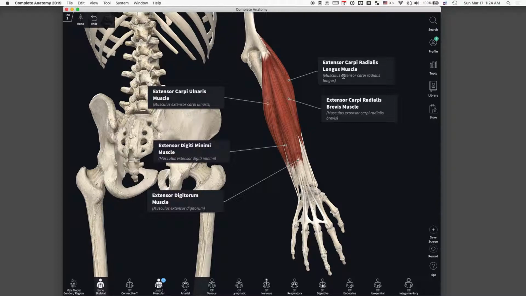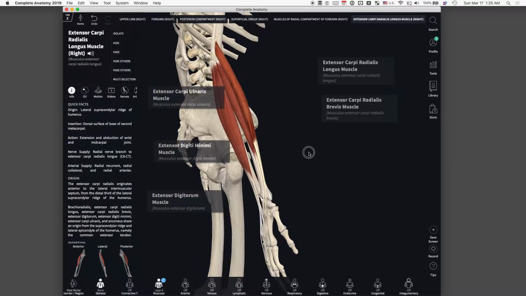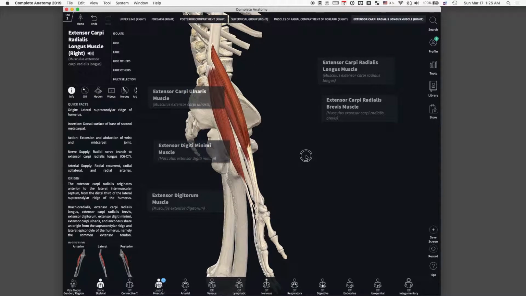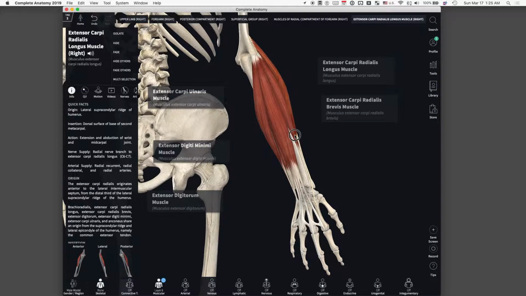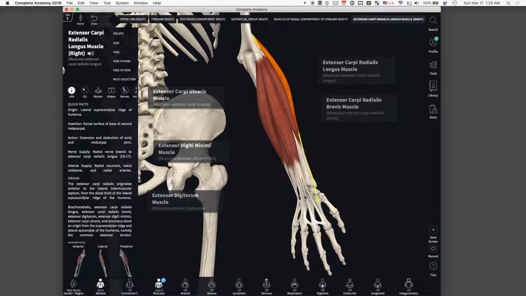This muscle is involved in the extension of the wrist as well as abduction of the wrist. As you can see, it's on the more lateral aspect of your posterior forearm. Extensor carpi means a wrist extensor, and radialis means it's on the radial aspect. So as you can imagine, when this contracts, it will result in radial deviation or wrist abduction.